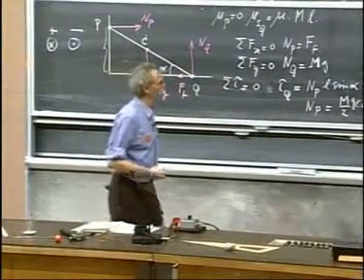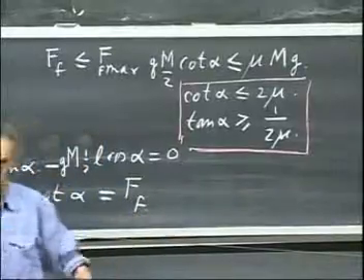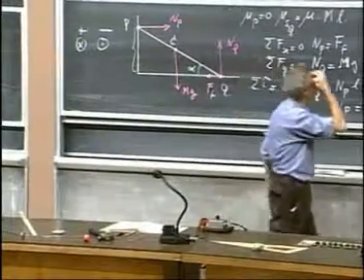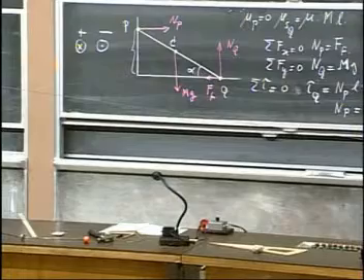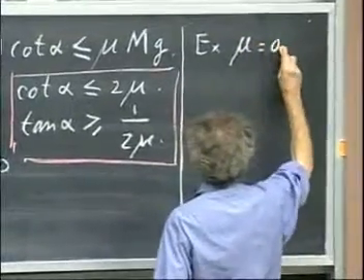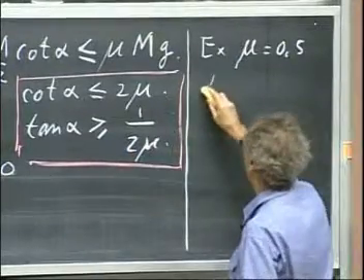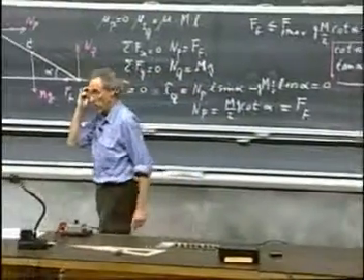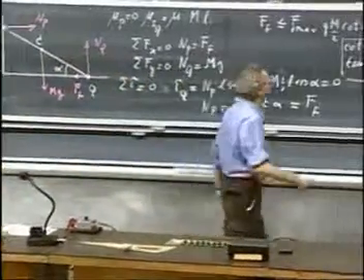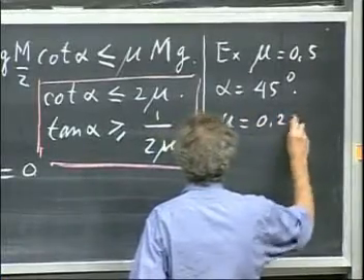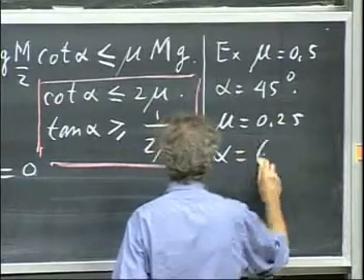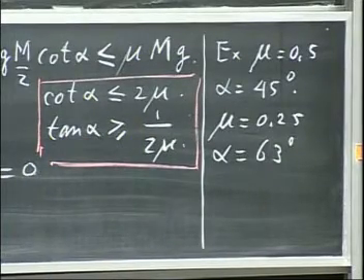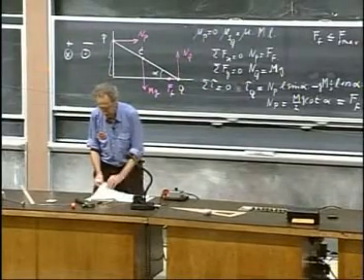And if mu is very low, then the situation is very unstable. Then it will slide almost at any angle. If we take some numerical examples, for instance, I take mu equals 0.5, then alpha would be 45 degrees. And if the angle is any less, then it will slide. If you take mu is 0.25, then the critical angle where it will start to slide, I think, is somewhere near 63 degrees. But you can check that for yourself. So the angle has to be larger than that number for the ladder to be stable.